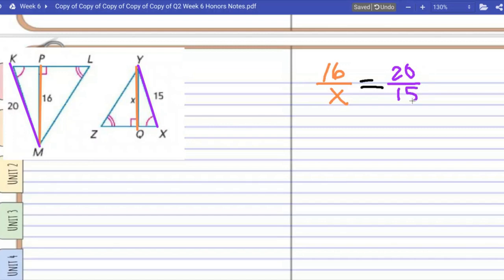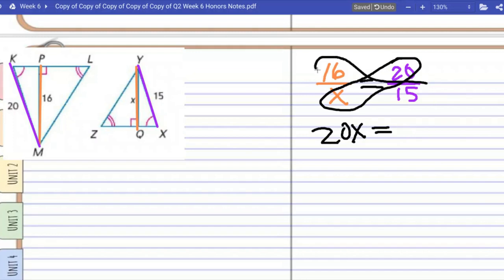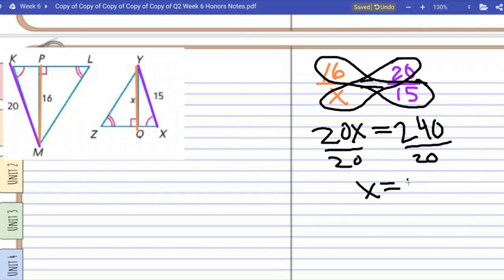Okay, cross multiplication to solve for x. 20 times x is 20x. You bring down your equal sign. And then what's 15 times 16? Fifteen times 16. Okay, 240. And then last step, divide by 20 on both sides. So you get x equals 12. There are lots of ways to get x equals 12. This is one method, setting up a proportion.